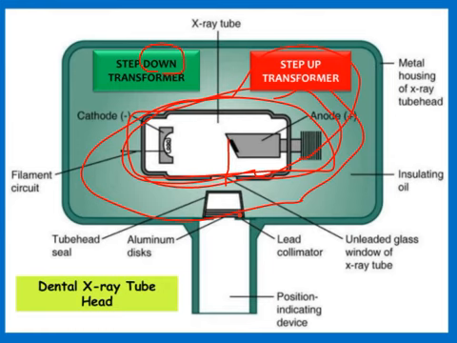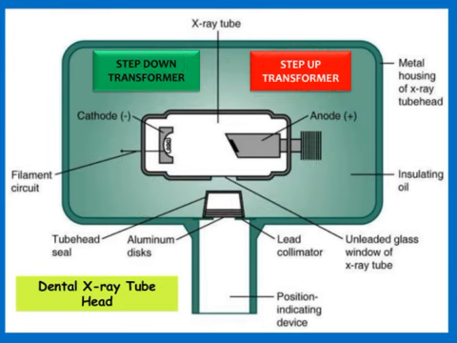So what happens once the X-rays come after filtration? They travel through this PID or cone and come to the other end. Okay, so the collimator basically reduces the dose of X-rays. The position indicating device helps to aim the X-ray beam towards the patient.